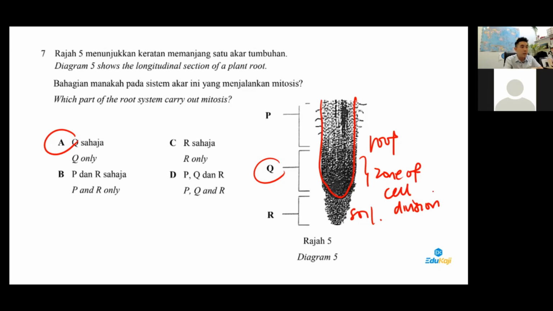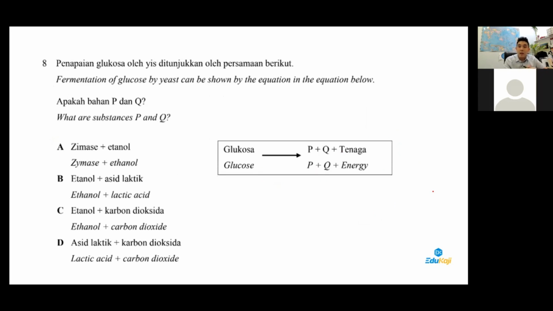Okay, so number 7, answer A. All right. Okay, number 8. Guys, fermentation of glucose by yeast. Fermentation of glucose by yeast can be shown by this equation.